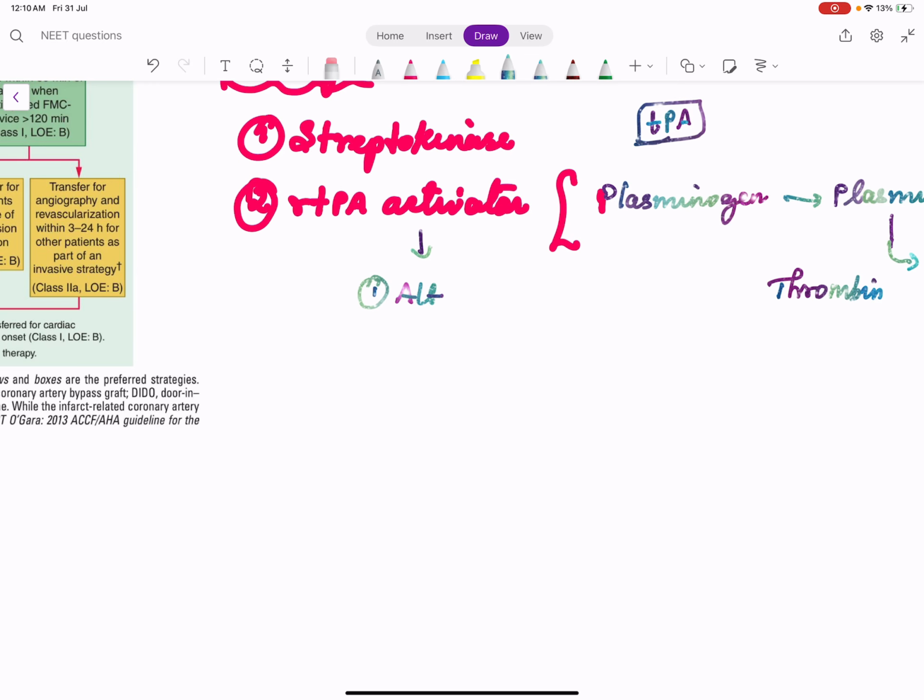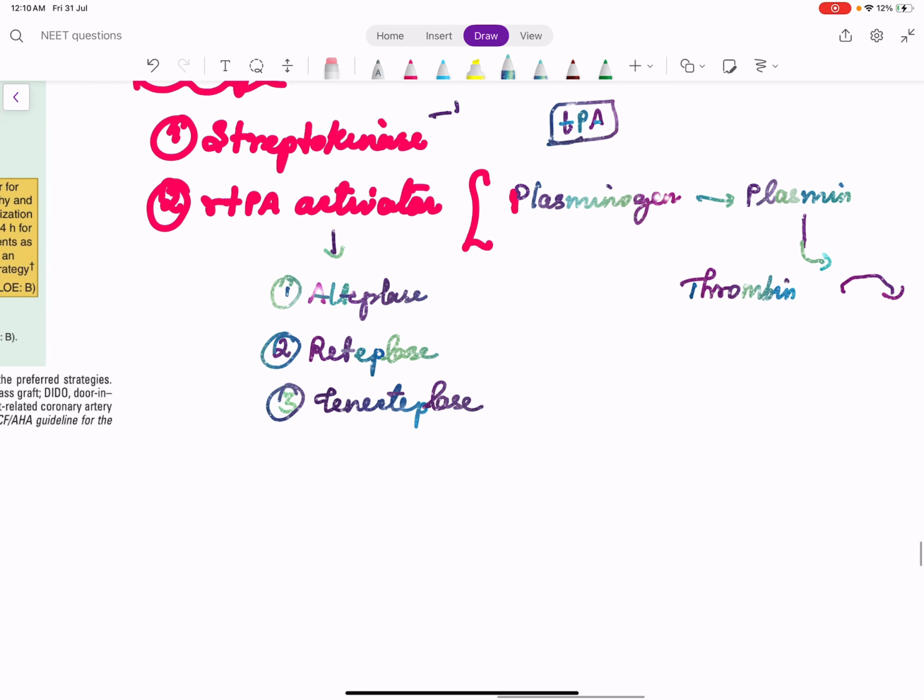We have alteplase, reteplase, and tenecteplase. Only the dosage varies. Streptokinase is given as an infusion. Alteplase is given as an infusion. Reteplase is given as 2 doses 30 minutes apart.